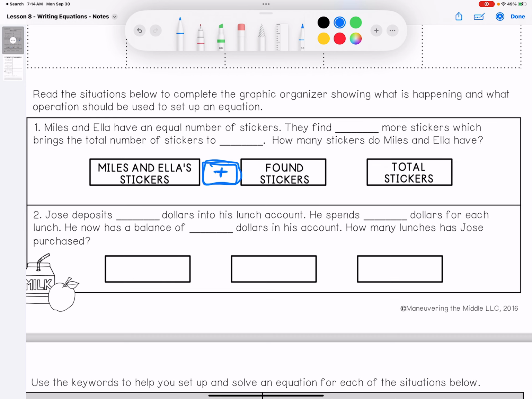So the 2 keywords are find, which we're going to circle, and in total. That tells us to add. And brings the total number of stickers to blank. So the stickers they have plus the ones they found equals the total.